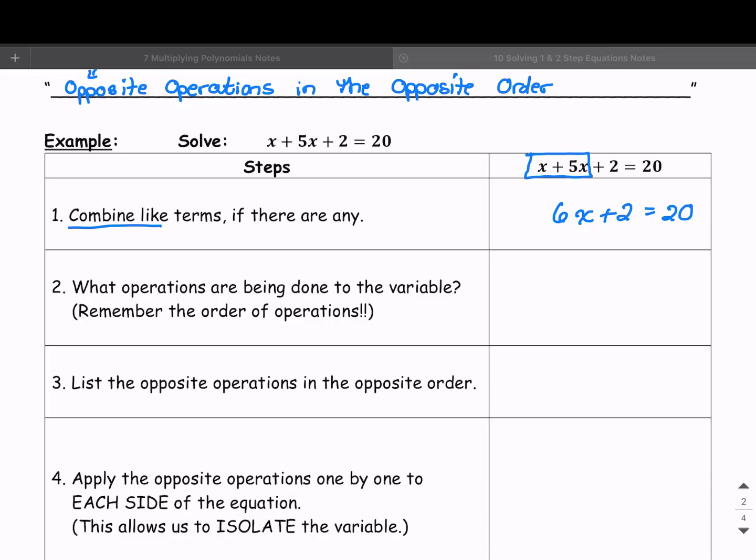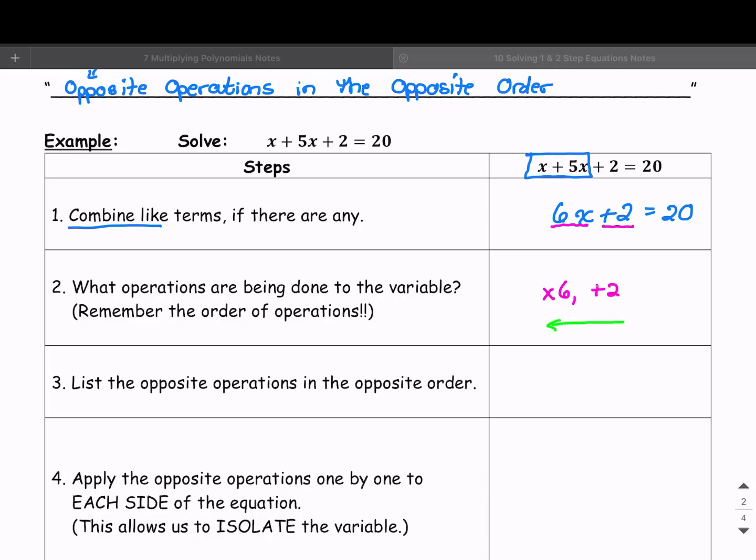Now, what operations are being done to the variable? What I'm asking is, if I asked you to plug a number in for x, say I asked you to plug in 10 for x, what would you do to the 10? The first thing you would do is you would multiply by 6, and then you would add 2, right? Because here's the x, and you're going to multiply by 6, and then you would add 2. So those are the operations that we do. Now we want to do the opposite operations in the opposite order. So we're going to work backwards.